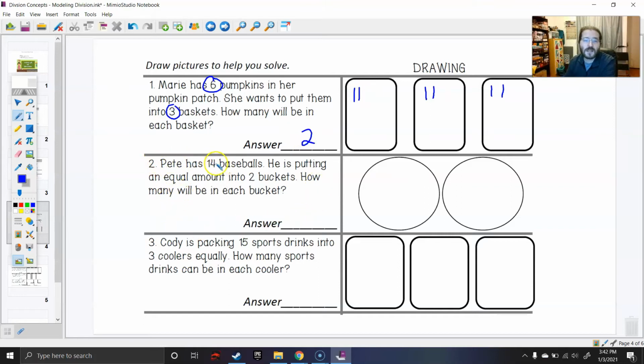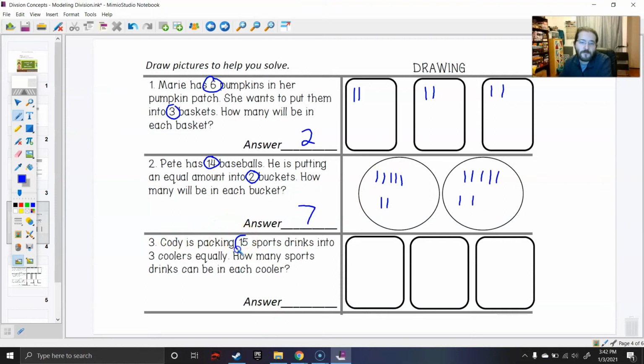Pete has 14 baseballs. He is putting an equal amount into 2 buckets. How many will be in each bucket? So we'll do the same thing. So we go 1, 2, 3, up to 14. All right, how many are in each? 1, 2, 3, 4, 5, 6, 7 in each.